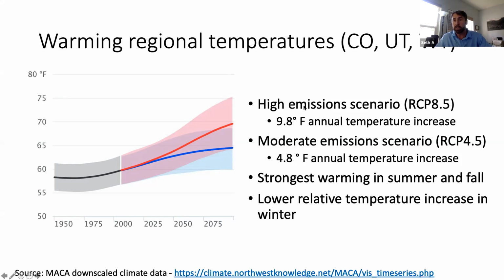Under a high emissions scenario, by the end of the century, we're projected to see an average temperature increase of 10 degrees Fahrenheit. On a moderate emissions scenario, we're projected to see a temperature increase of about 5 degrees Fahrenheit. In general, we'll see the strongest regional warming in summer and fall. And that's something that Becky showed us with fall and spring temperatures, that there was a really strong recent trend in warmer falls. And there's a lower relative temperature increase in winter compared to other seasons.